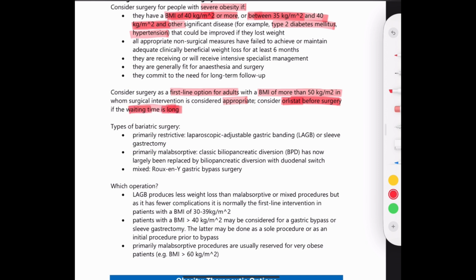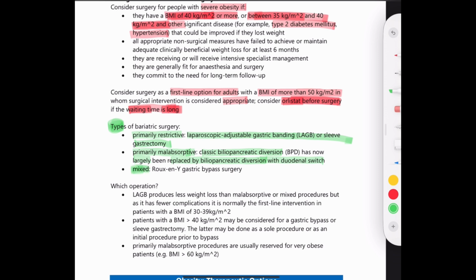Now, there are types of bariatric surgery, correct, guys? So, there is a primarily restrictive type where LAGB, laparoscopic adjustable gastric banding, or sleeve gastrectomy is done. Then there is primarily malabsorptive, where there will be BPD. Classic biliopancreatic diversion has now largely been replaced by biliopancreatic diversion with duodenal switch.